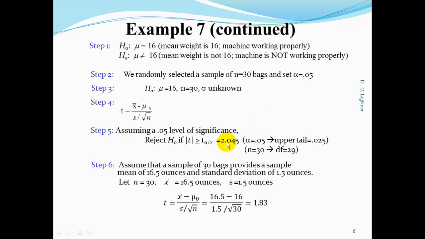We should specify our critical value t alpha over 2. For this problem, since alpha is equal to 0.05, our upper tail area is 0.025, and our n value is equal to 30, therefore our degrees of freedom is 29. So if we follow our steps for computing t alpha over 2, we should go to the t distribution chart and look for an upper tail area of 0.025 and 29 degrees of freedom. If we do this, we will find that our t alpha over 2 value is equal to 2.045.